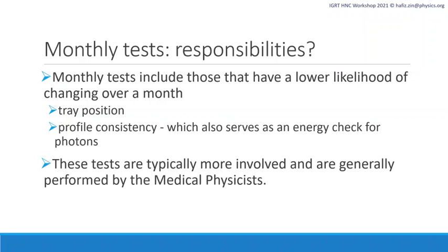So the monthly tests are designed to catch errors that have lower likelihood of happening daily or changing over a month. So this includes the tray position check, the beam profile constancy check, as well as the imaging aspect of the cone beam CT. So these are the tests that are carried out monthly, and usually these tests are more involved, more technical, and generally performed by the medical physicists.